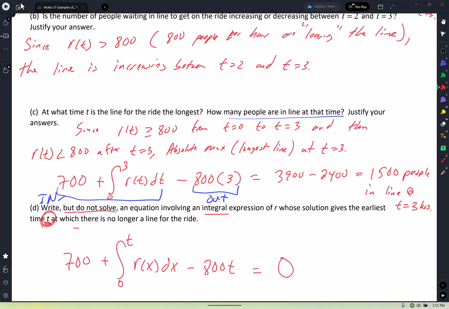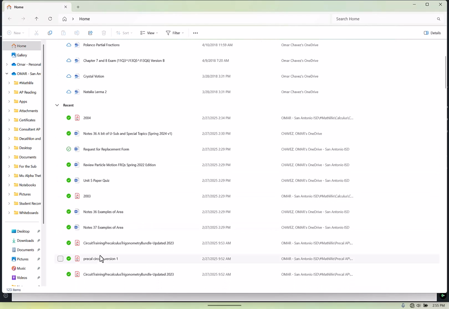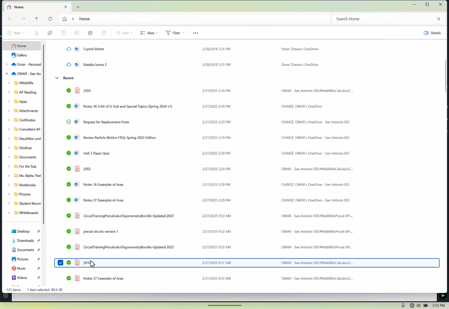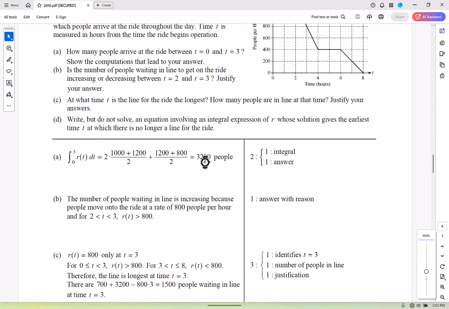What do you guys think? Let's look at the rubric. Let's see how they wrote it. 2010. All right, here it is, guys. By the way, every free response question is worth how many points? 9. This is our first one that we've done fully. Look at letter A. How many points did they give us for this one? 1 for the integral and 1 for the answer. So these are usually about 2 points. So now you know that area under curves are usually about 2 points. They'll give you a point for the integral and a point for the answer.